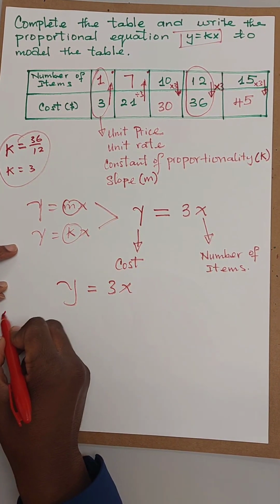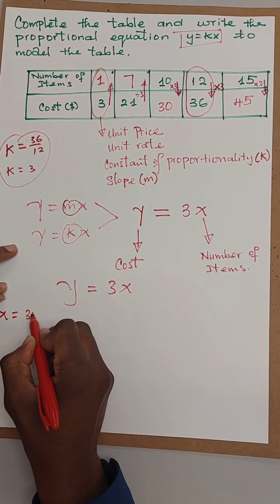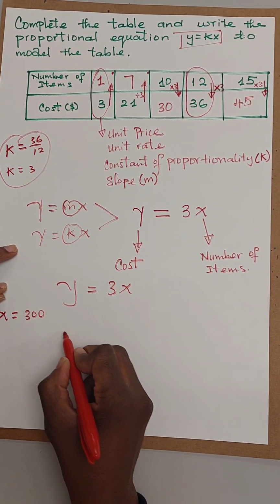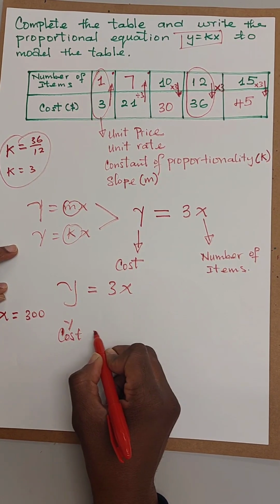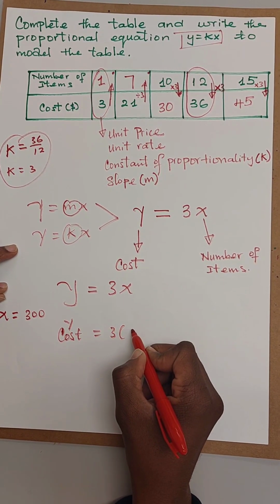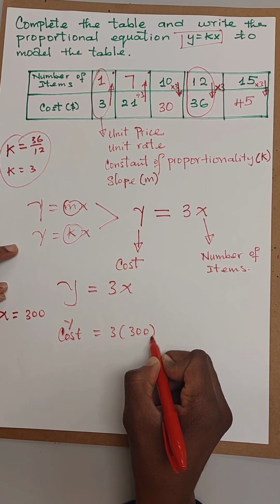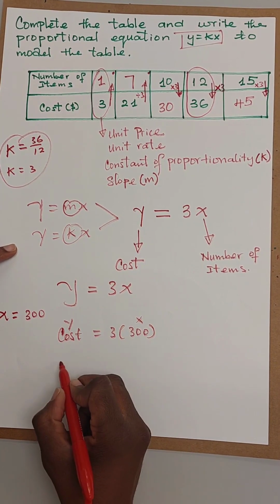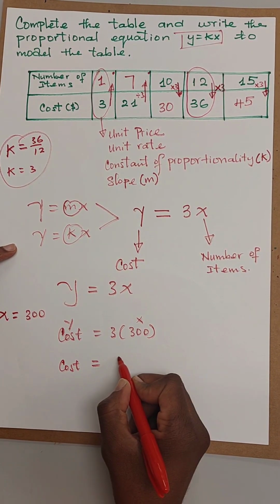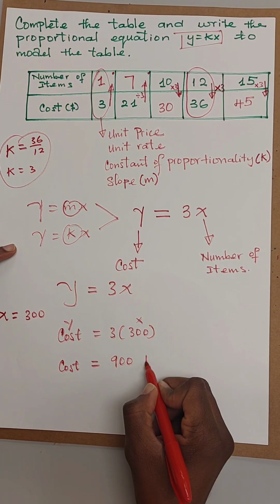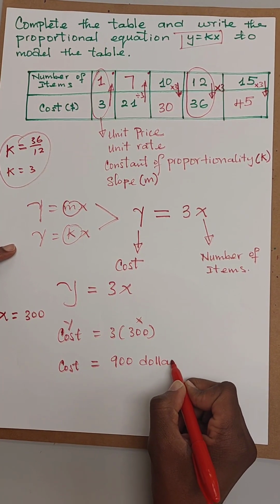So if I am buying 300 items, how much will I pay? The cost, which is y, will be 3 times 300 because x is now 300. So the cost for 300 items will be $900. Okay, that is how we use the equation.